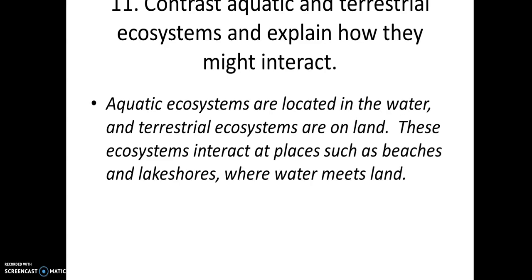Aquatic ecosystems are located in the water and terrestrial ecosystems are located on land because aqua, like water, terra, earth. So these ecosystems interact at places like beaches and lake shores where water meets land. Like a beach, you have land and water.